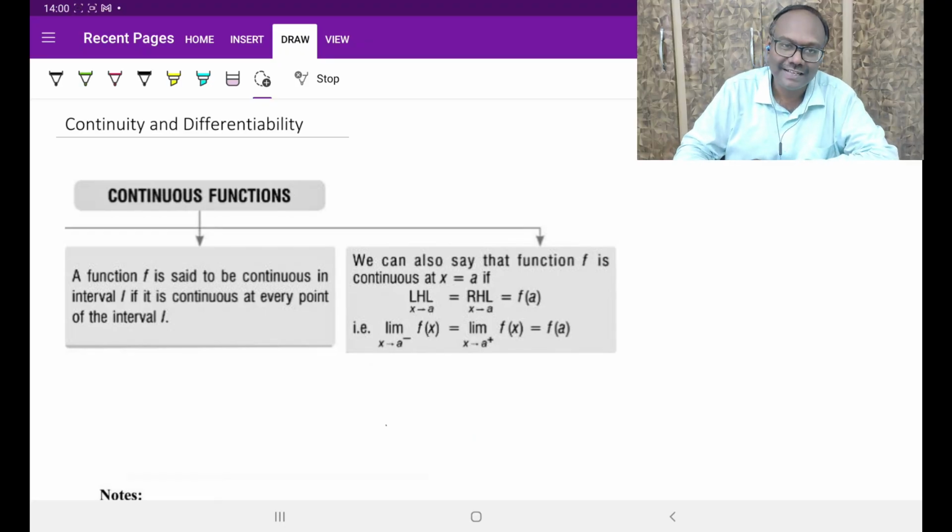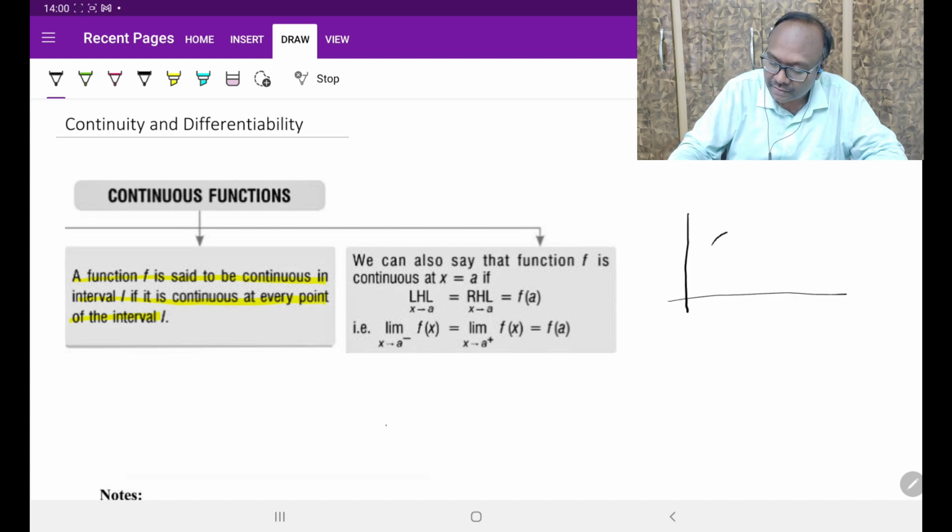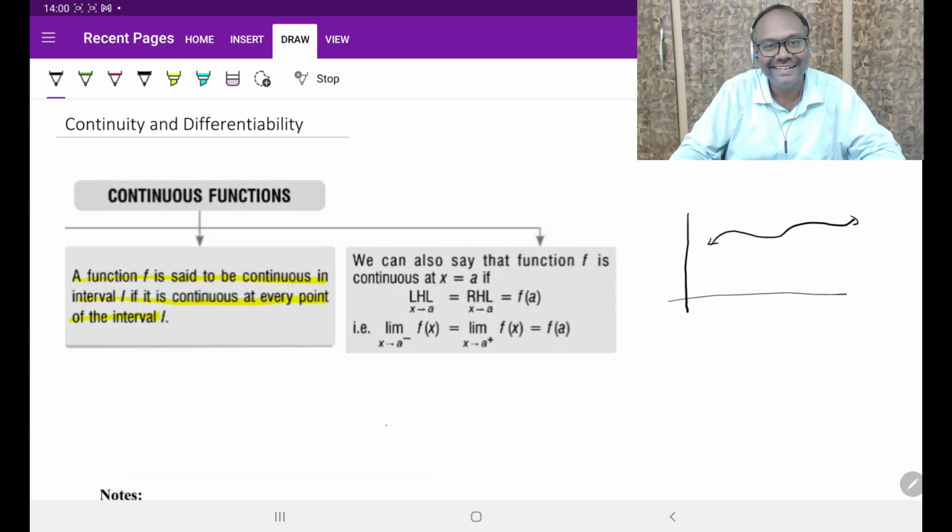So let us see what is a continuous function. A function f is said to be continuous in an interval I if it is continuous at every point of the interval I. So let us try to draw the graph. So if we observe the graph, we could see that there is no break in the graph, which means this function is said to be continuous.